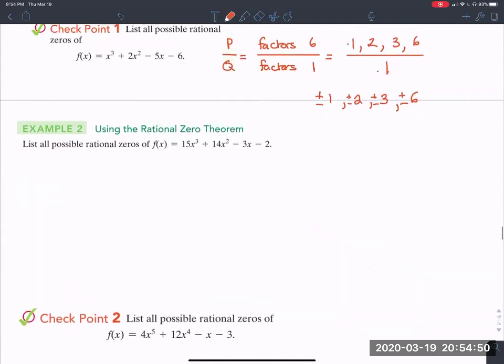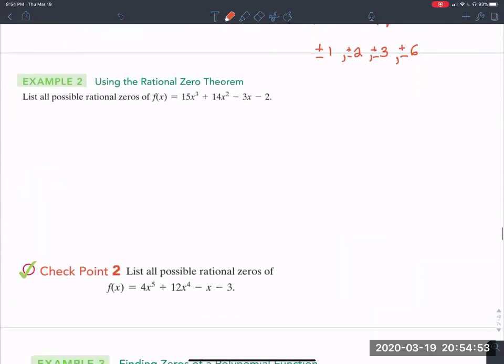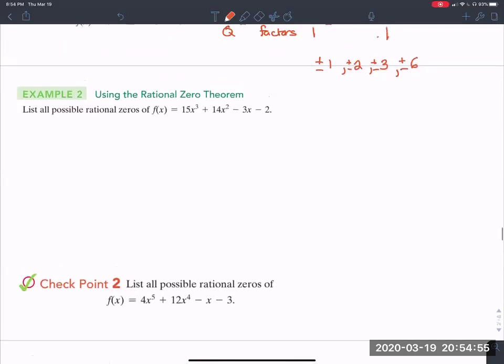All right, I want you to try example 2 and checkpoint 2. I would like you to pause the video and see if you can do it yourself, and then we will walk through it. Unpause it when you have an answer.